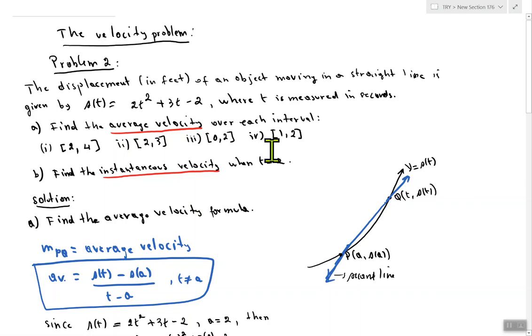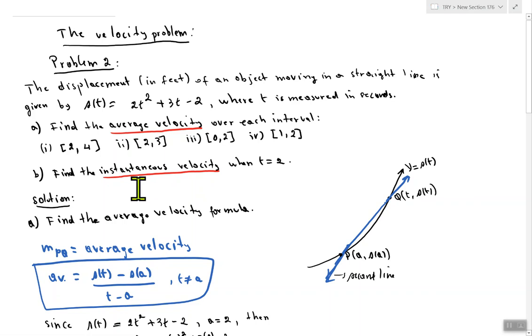They give us the interval from 2 to 4, meaning from 2 seconds to 4 seconds. That's the first interval. The second one is from 2 seconds to 3 seconds. The other one is from 0 to 2, and then from 1 to 2. Those are the intervals in terms of time, so they are all in seconds. Because to find the average velocity, you need two given times.